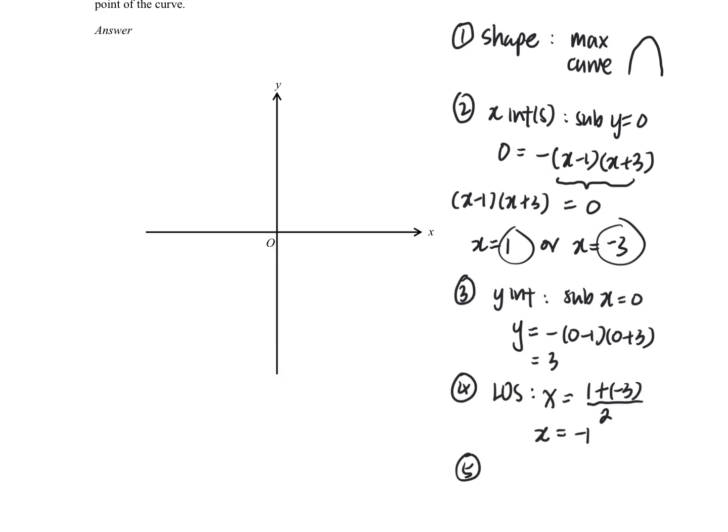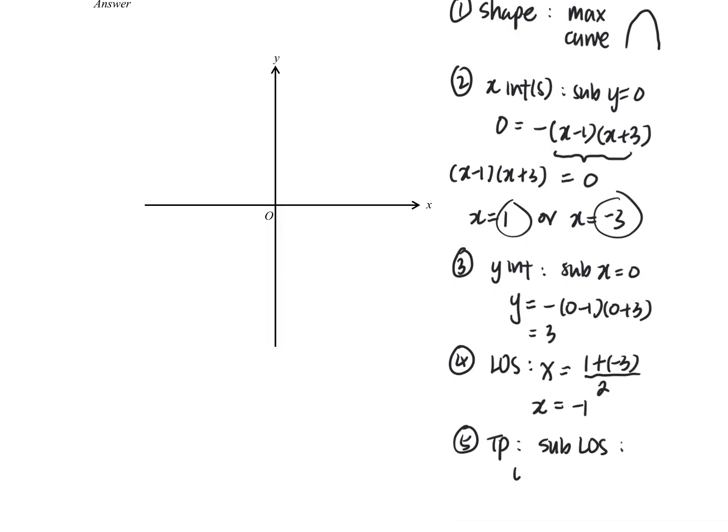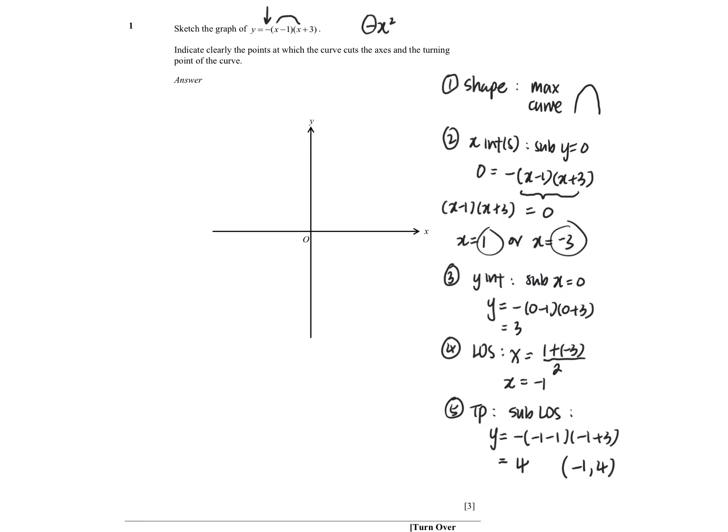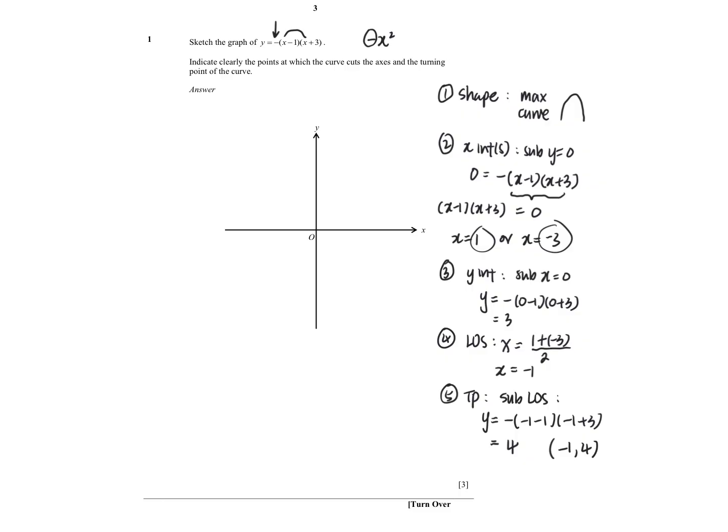And then finally, to find turning point, you will sub line of symmetry into the equation. So y is equals to negative... you end up just keying the whole thing into the calculator. You will have 2, so 4. So your turning point is negative 1, 4. So these are all the crucial points. Go and mark them out.